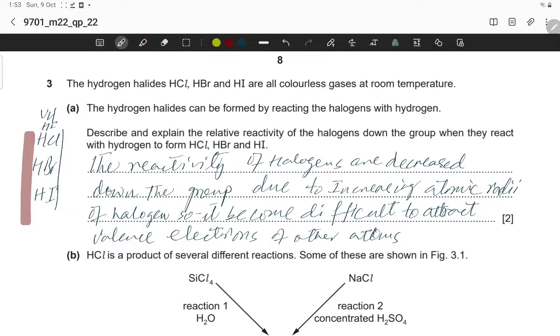And this is the trend across the period. Hydrogen reacts with chlorine to form HCl, so this is an irreversible reaction. H2 plus Br2 forms 2HBr; this is a slow reaction. H2 plus I2 is a reversible reaction forming 2HI. So this is the reason.